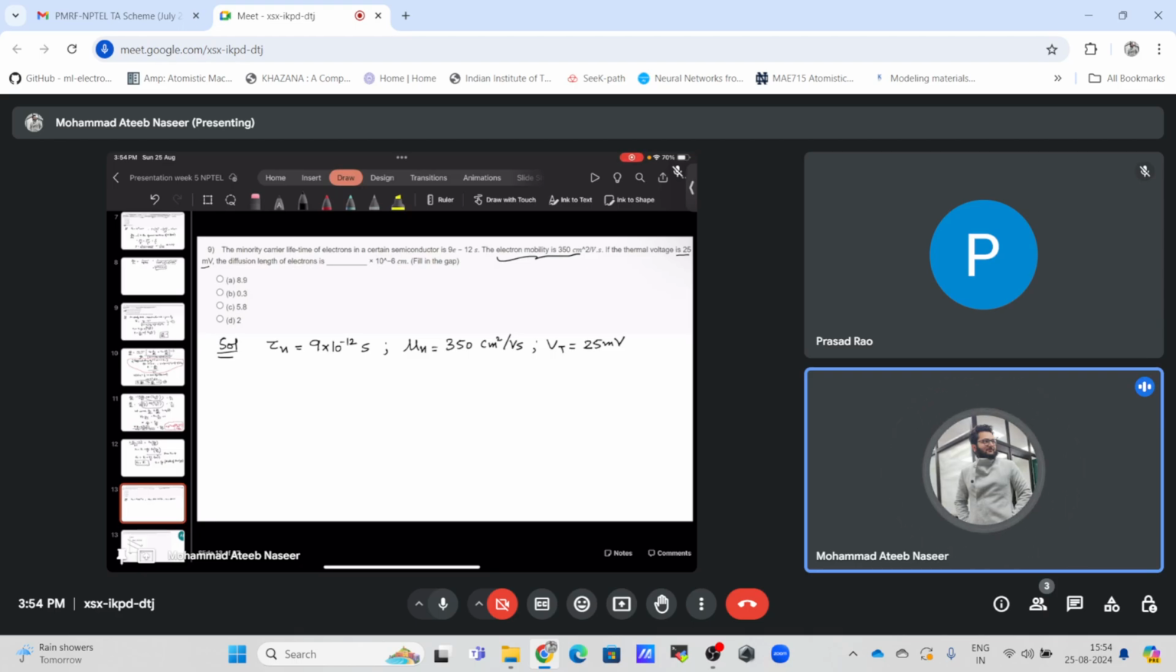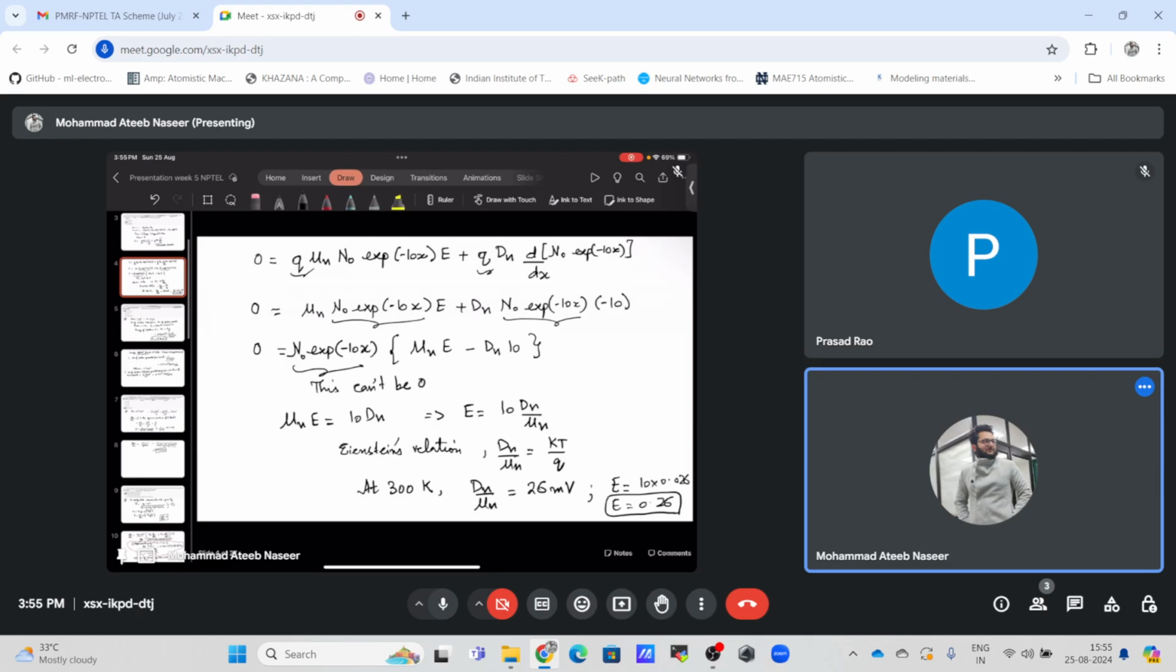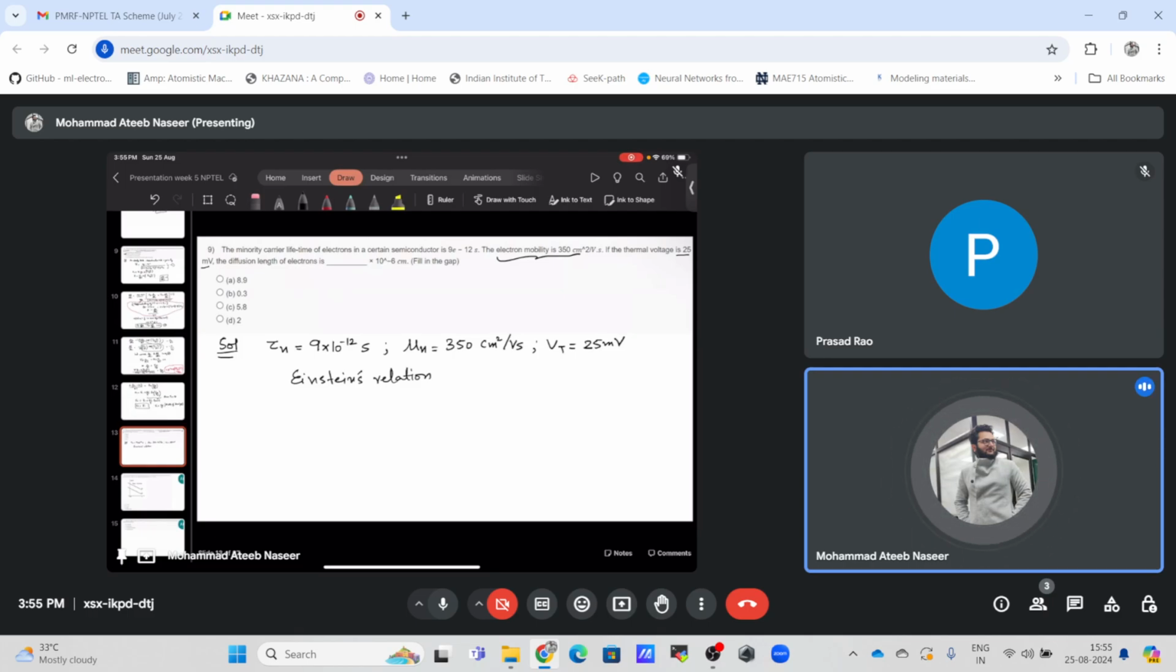So we have to use the Einstein's relation. Sorry, I guess I wrote it wrong previously over here as well. Okay, so let me rectify this. I had used wrong spelling. I had done a mistake. I have used E over here as well. So we are using this Einstein's relation, which says that Dn by mu n is simply kT by Q. kT by Q is the thermal voltage, which is Vt.